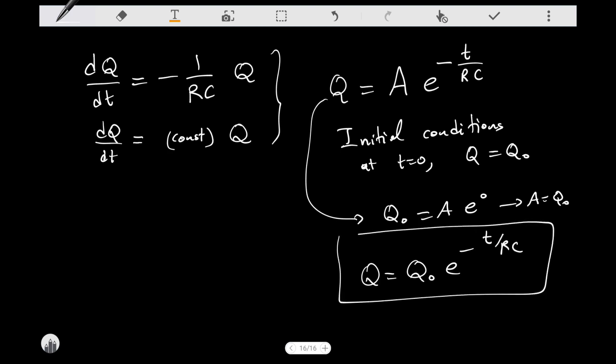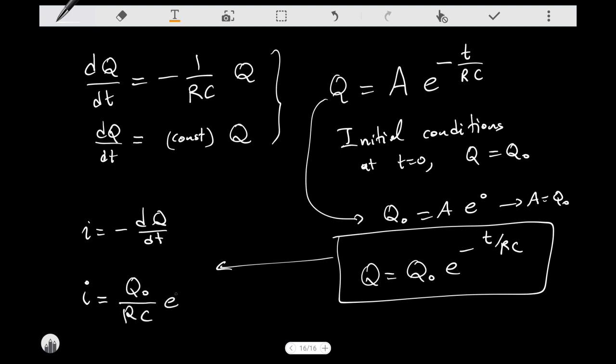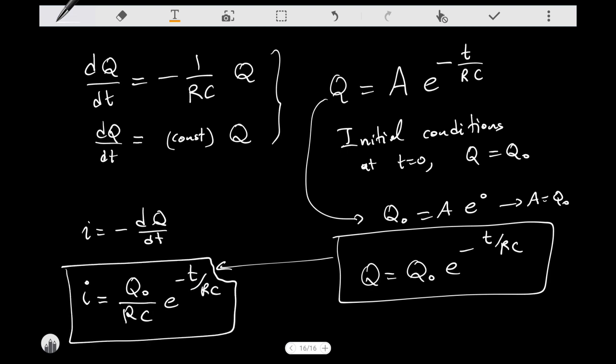Right, that's our solution. And then we have the current, right? Current was equal to minus dq over dt. There was a minus sign. So therefore, together with that minus sign, if I take the derivative, I get Q0 over RC e to the minus t over RC. So as a result, just as we have expected, this is positive whenever Q0 is positive. Let's plot them and see if everything is reasonable.